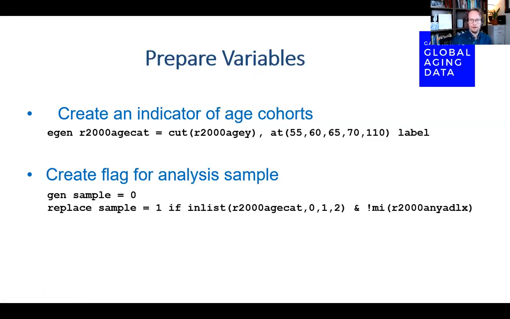We're going to create an indicator of age cohorts. Just using the age they were in 2000, we can make a couple of groups. So we'll look at people in 5-year age categories.